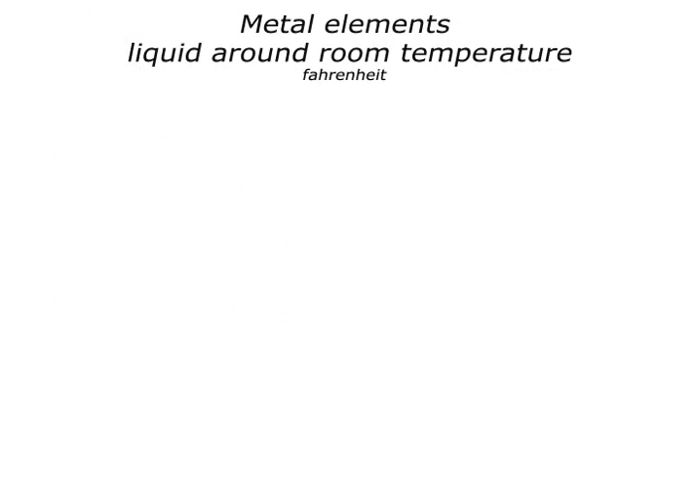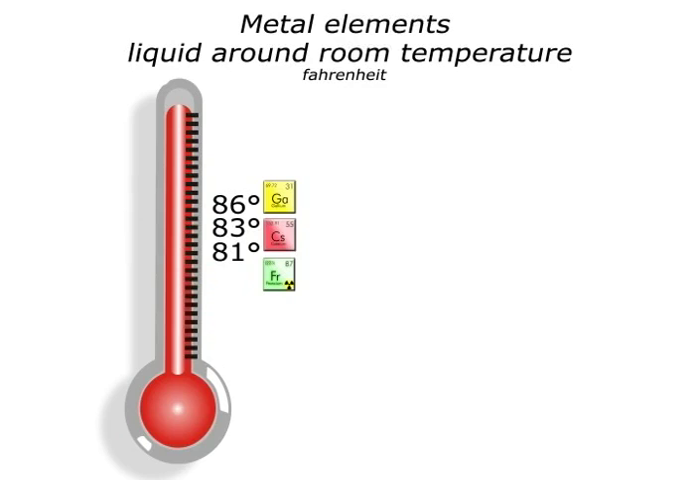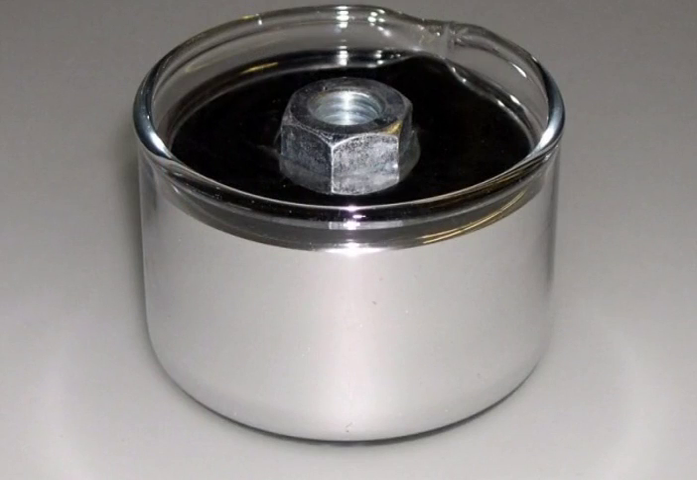Five metal elements are liquid around room temperature. Francium, which melts at 81 degrees Fahrenheit. Cesium at 83 degrees. Gallium melts in your hand at 86 degrees. And rubidium at 102 degrees. But only mercury is liquid at the standard room temperature of 70 degrees Fahrenheit, or 21 degrees Celsius. And it is very dense. Lead and iron float in mercury.